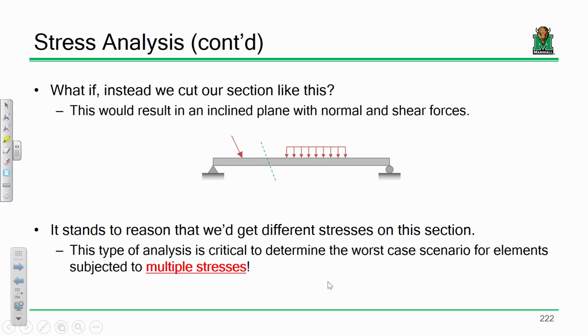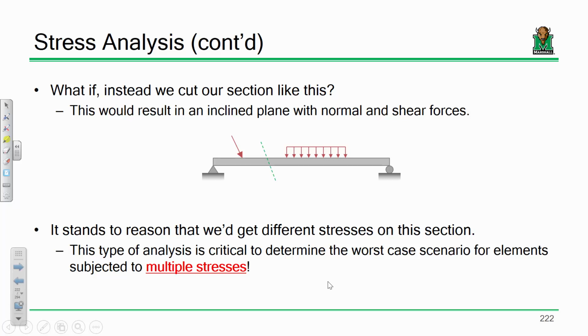Well, my question is this. What if we cut our section at an angle? What if we inclined our stresses, okay? Now, it stands to reason that we would get different stresses on a section like that, okay? Now, here's the thing. I'm sure that you're probably like, Dr. Mike, why are you making this more complicated? Who cares? Just keep it simple.